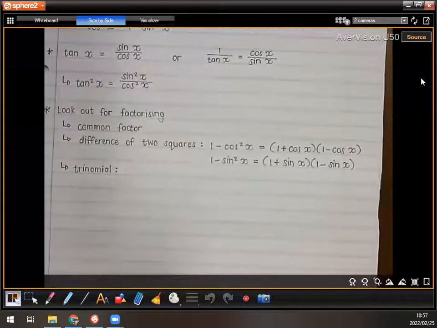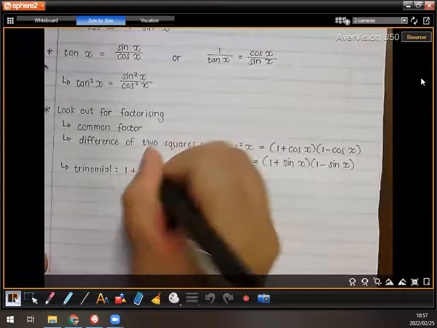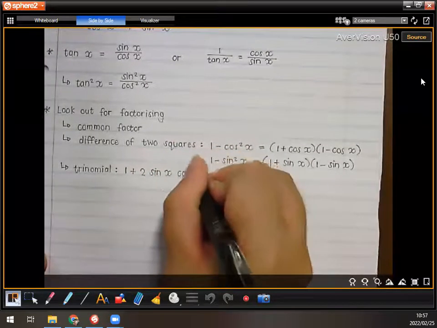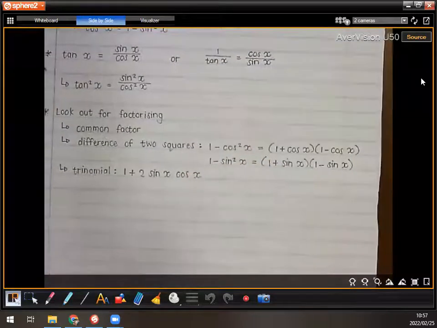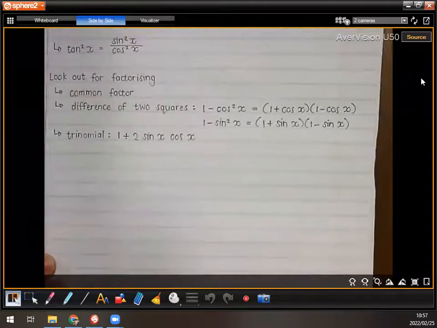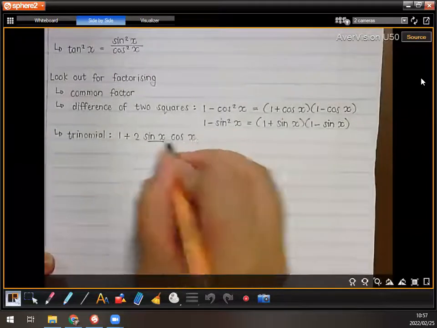Find an example here. So guys, something like if you have 1 plus 2 sine x plus x. Obviously, it depends on the whole thing that you're working with, but often if you see a term that has a sine and a cos, the sine and a cos.